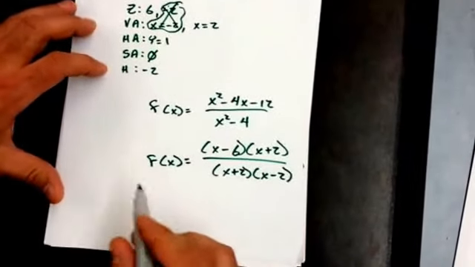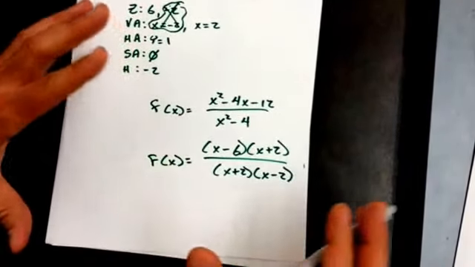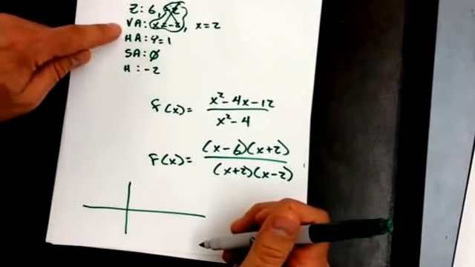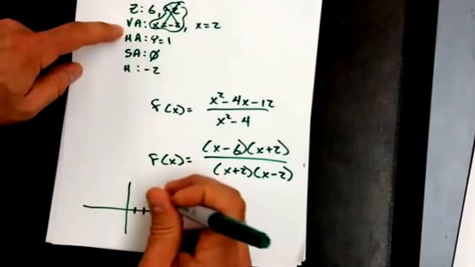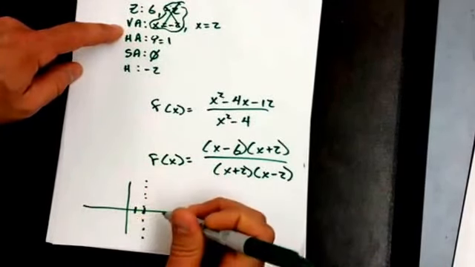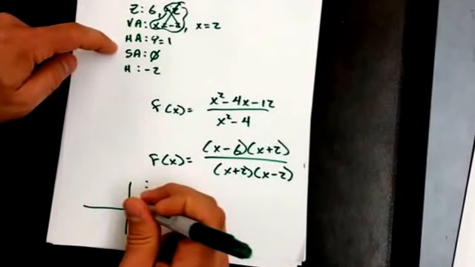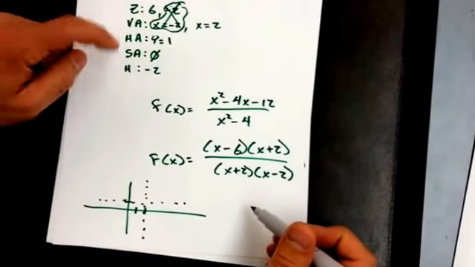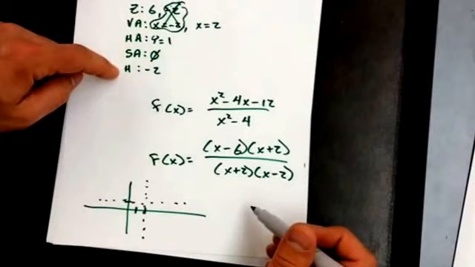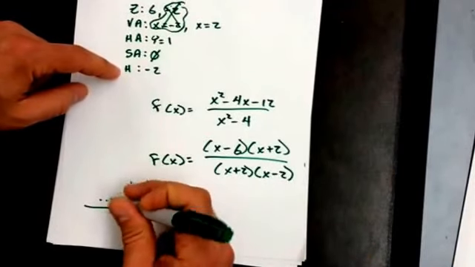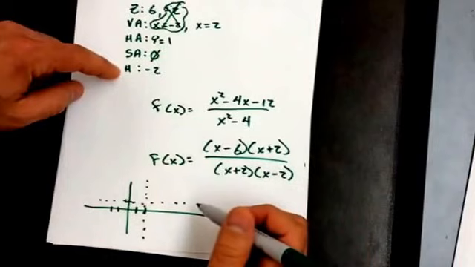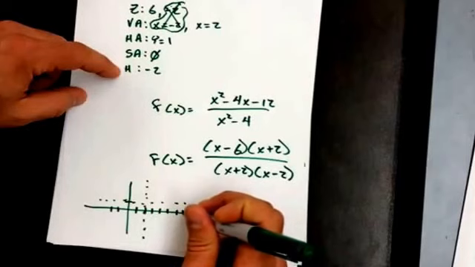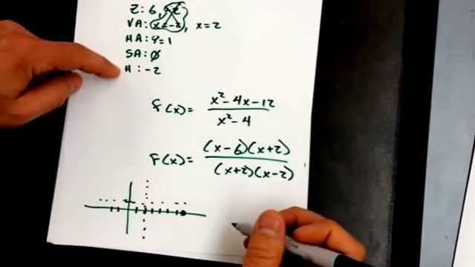So to graph this guy out, I want to put all of the values onto the graph. So what does that mean? I'm going to put my vertical asymptote at x equals 2, and I'm going to draw it as a dashed line. I'm going to put my horizontal asymptote at y equals 1. I'm going to put all the asymptotes always as a dashed line. There's no slant asymptote, and there is a hole at negative 2. So that means wherever the value is here, it's going to skip over that. I also have a 0 at 6. So that means it crosses the x-axis there.